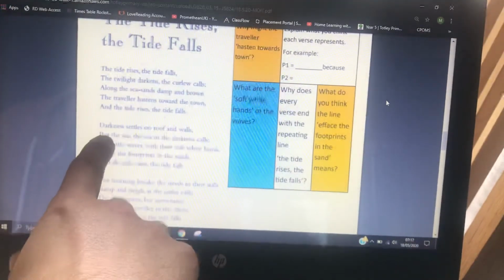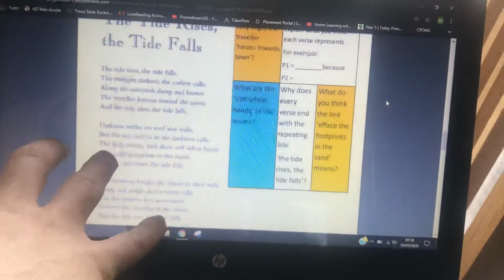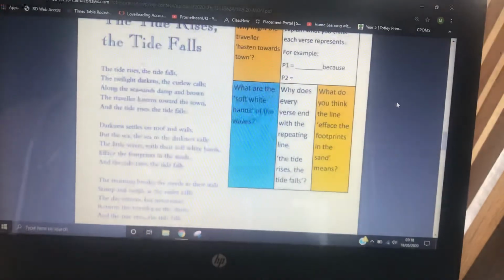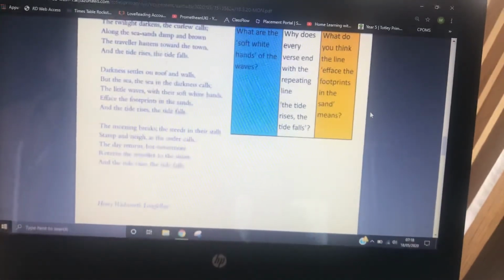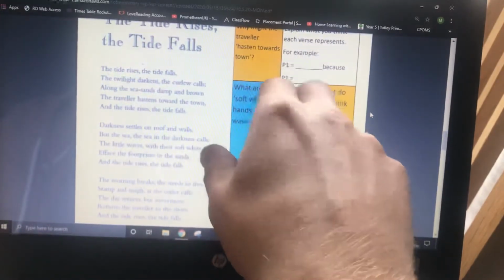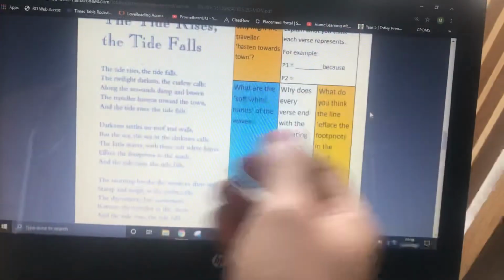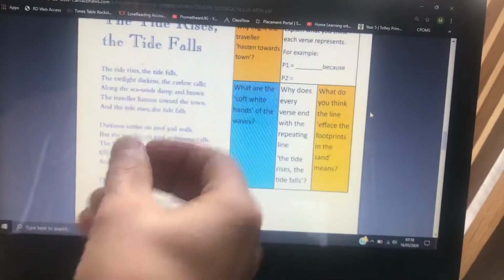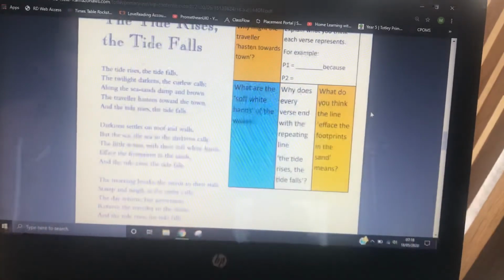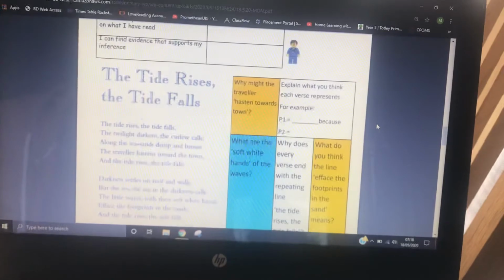If you look at the next one, darkness settles on rooftops. That's then night, isn't it? And then the last one, the morning breaks. So you can think, I think verse 1 represents evening because of this. I think verse 2 represents nighttime because of this. And I think verse 3 represents morning because of this. Okay, because each verse is a time of the day.